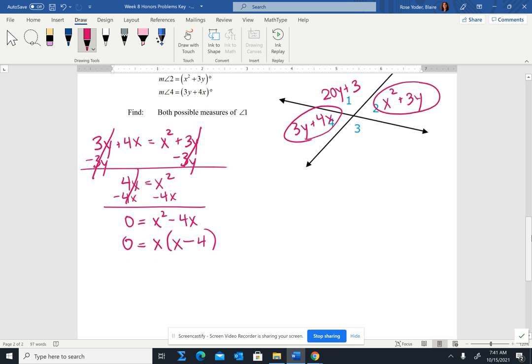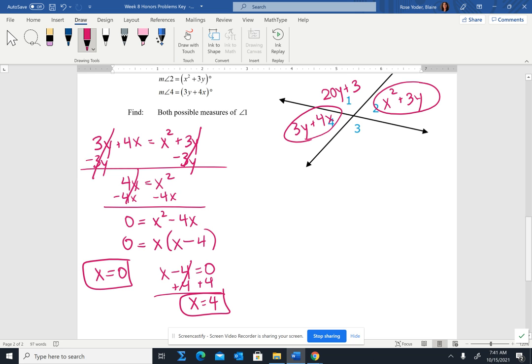Then we're going to use the zero product property. We're going to take each piece and set it equal to 0. So x is 0. That's one of the solutions. Or x minus 4 is 0. So the other solution is 4. When you're dealing with a quadratic with x squared, there's usually 2 solutions.